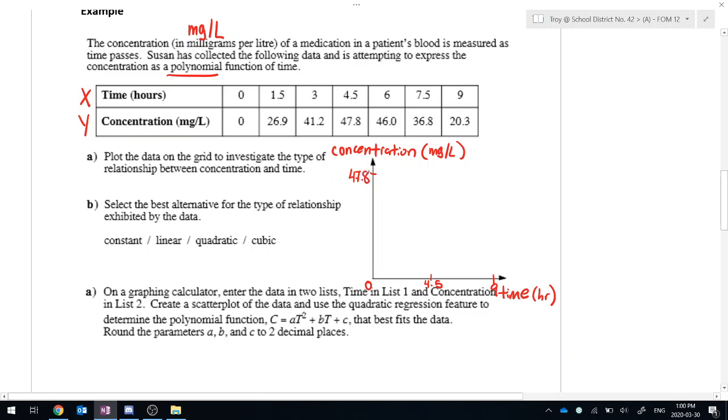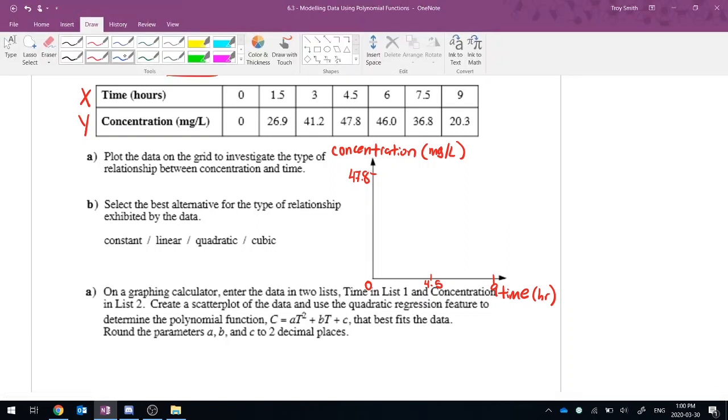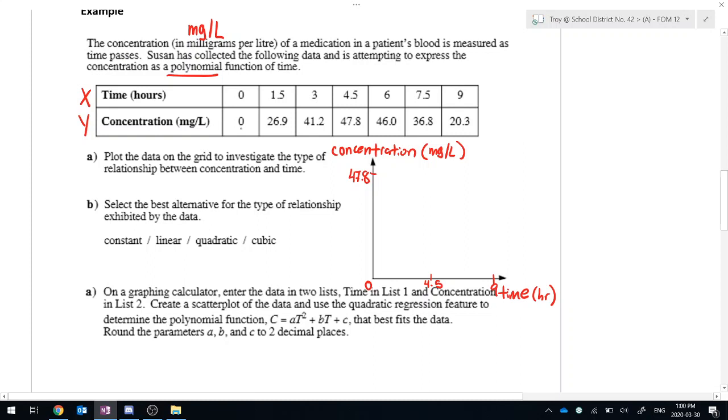Okay, that's where it caps out. So now we need to take a look at the data. If we notice, when we start at time 0, the concentration is 0. Makes sense. The patient didn't take any medication at time 0, so the concentration of medication in their blood should be 0. So from here to here, we notice that the concentration is increasing, and then after that, the concentration begins to decrease.